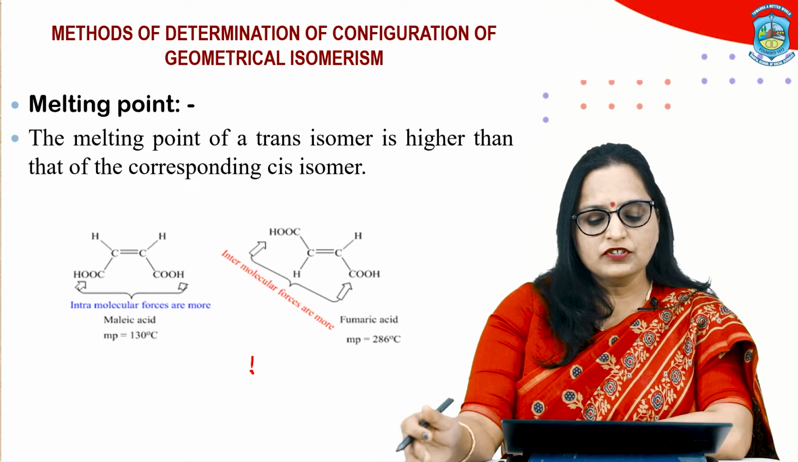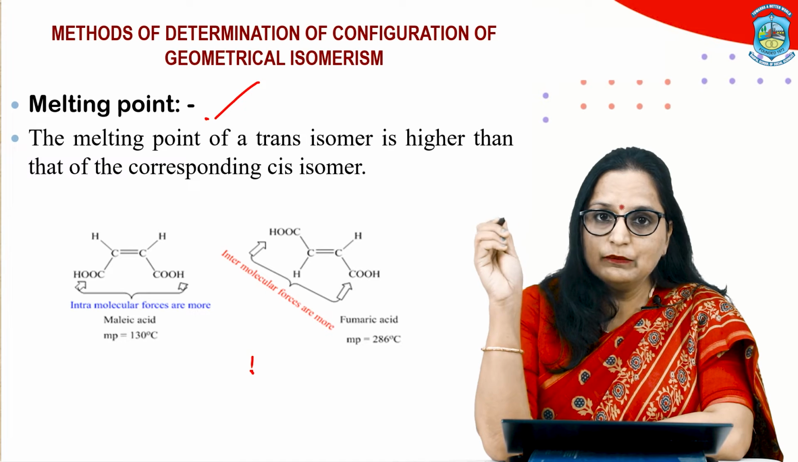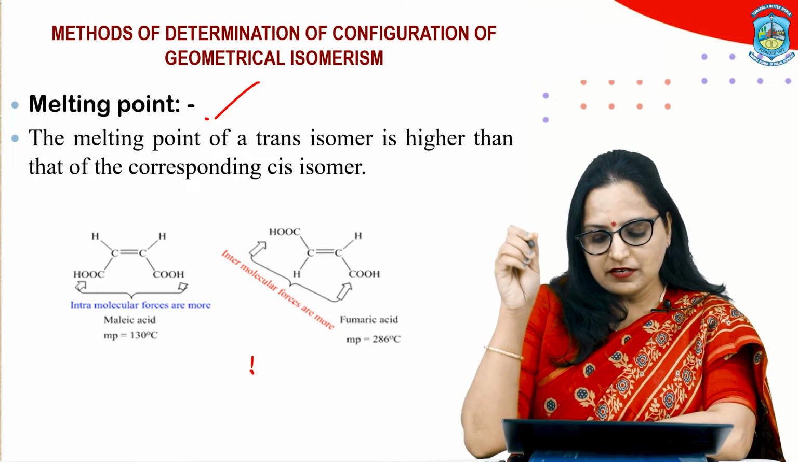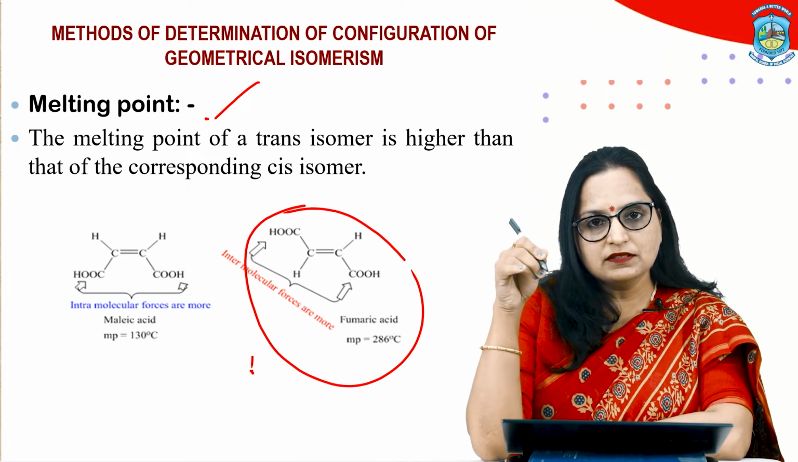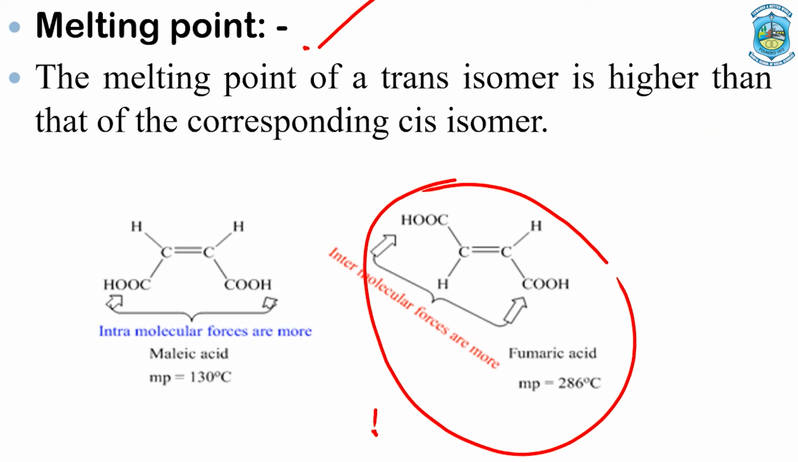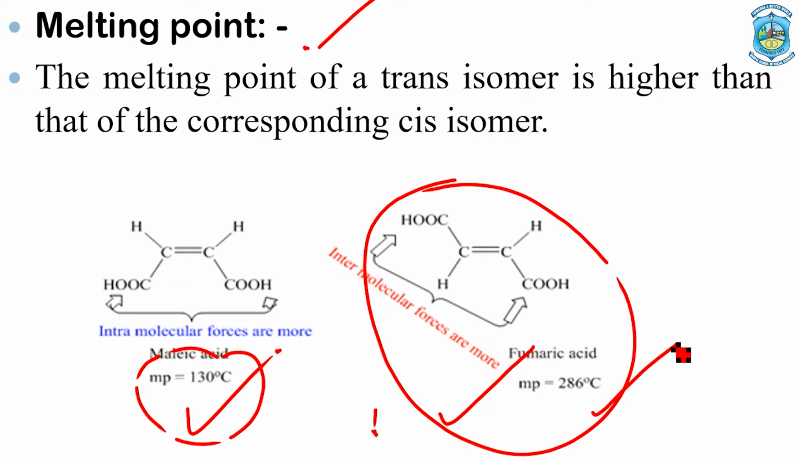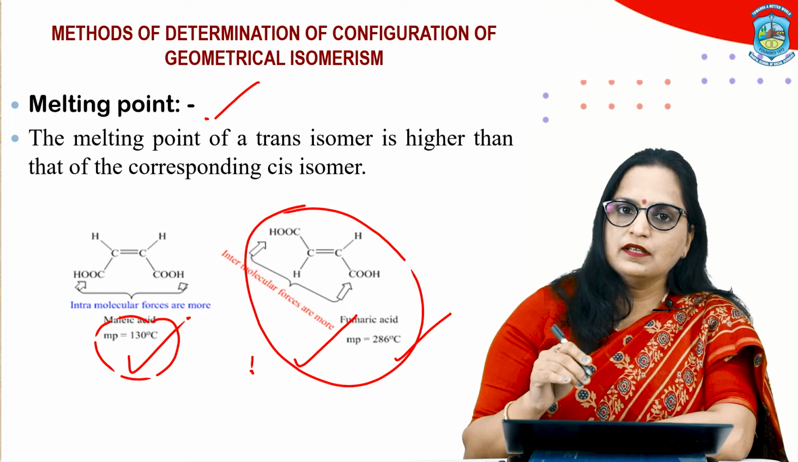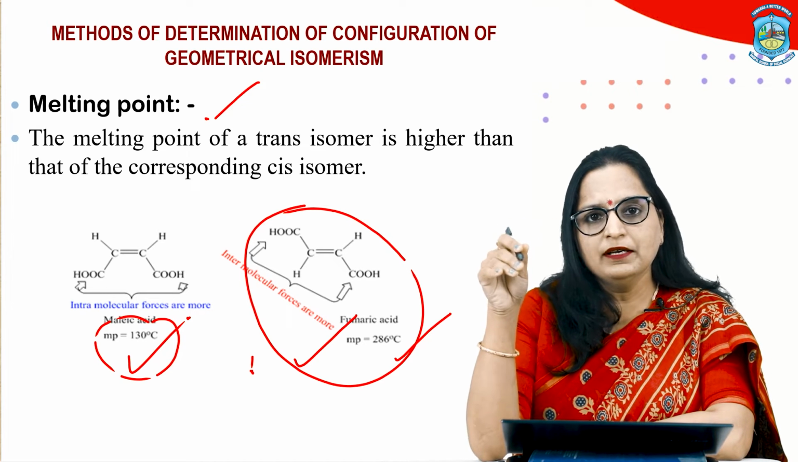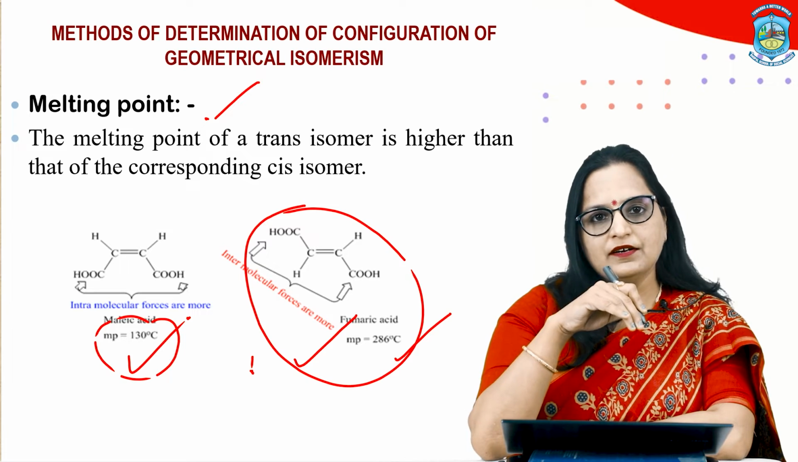So, first of such type is melting point. Melting point of the trans isomer, as you can see in the structure, is higher than the corresponding cis isomer. For example, maleic acid and fumaric acid have the same number of COOH groups, but the melting point of maleic acid is 130 degrees C and that of fumaric acid is 286 degrees C. So, the trans structure has a higher melting point than the corresponding cis isomer. So, based on melting point, we can differentiate between cis and trans.